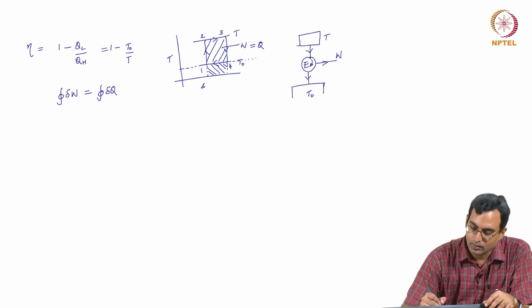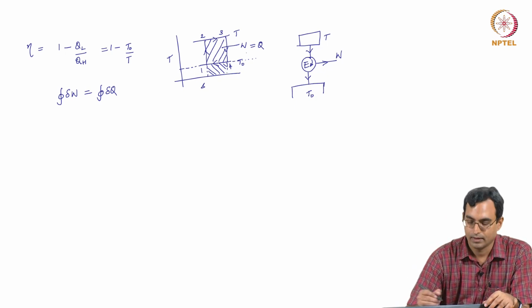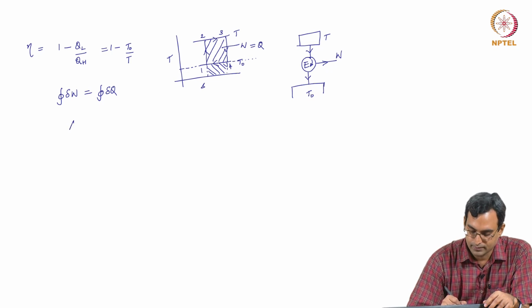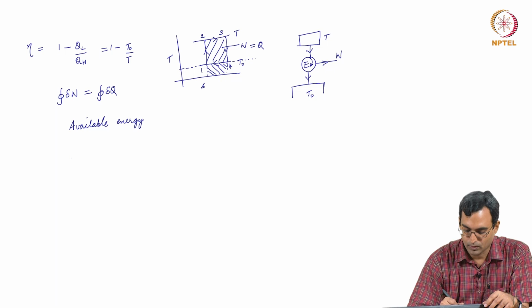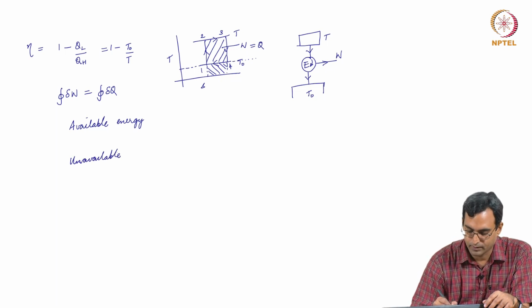So, this energy on top, above this T naught, is what is called available energy, and whatever is below this T naught is what is called unavailable energy.